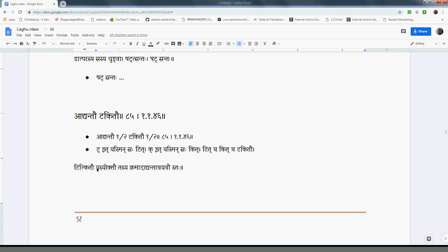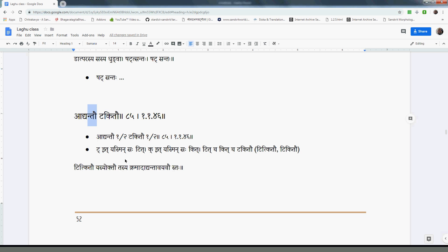So he says tit and kit put together, titkitau, is the same as takitau. Titkitau yasya uktau tasya kramad adyantau avayavau staha. Kramad means in sequence. Tit and kit are in adi and anta. So for adi, tit is ordained, and for anta, kit is ordained. For whichever it is ordained: for which tit is ordained, that will go at adi, and for which kit is ordained, that will go at anta. That's what he is saying.